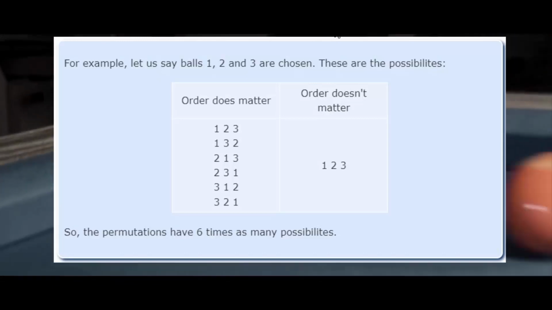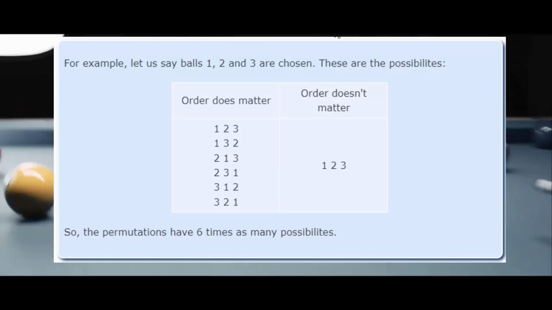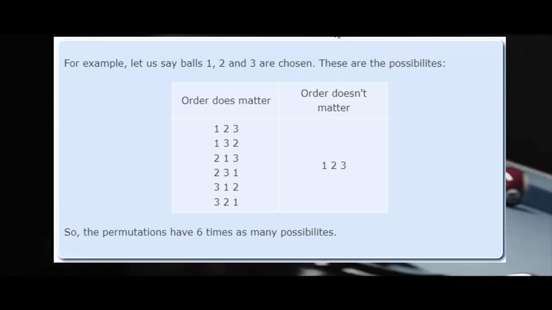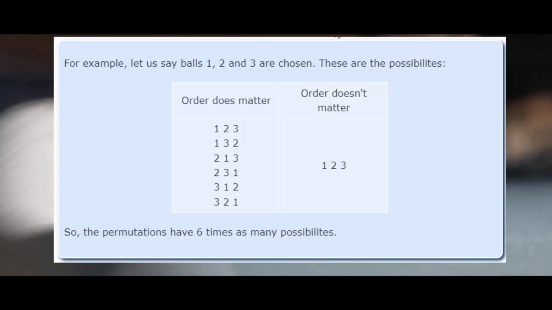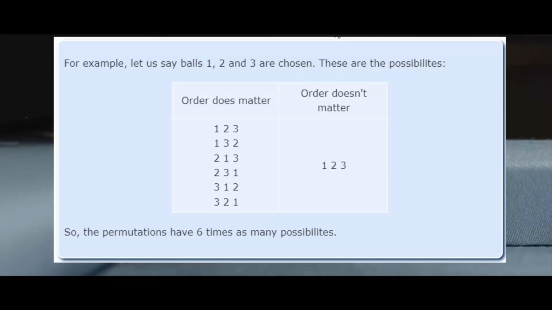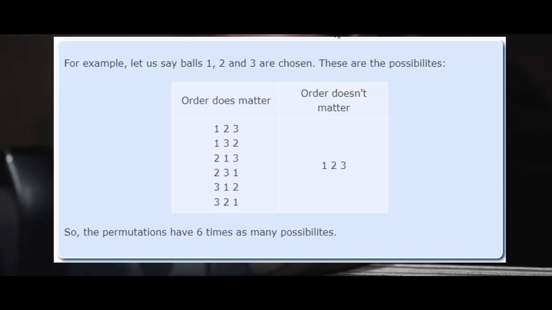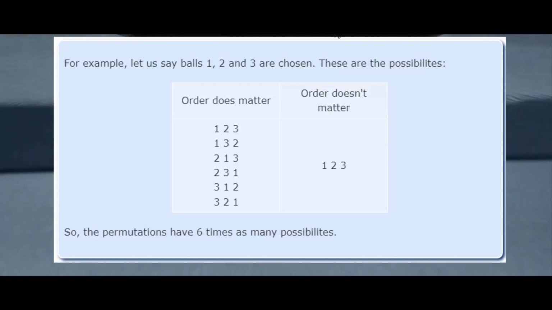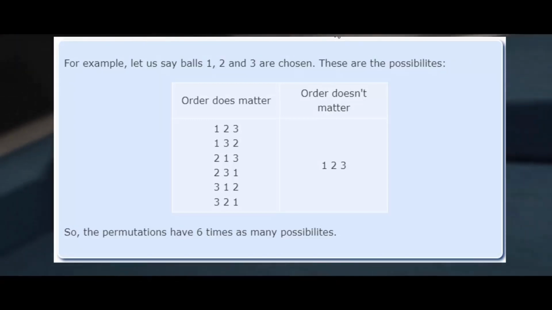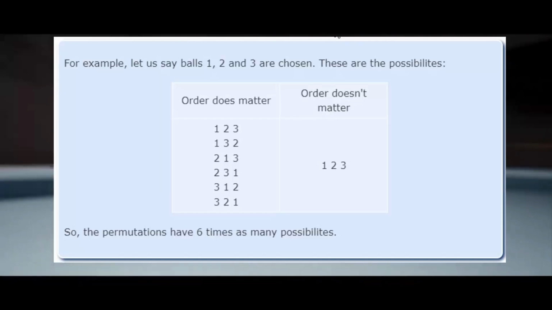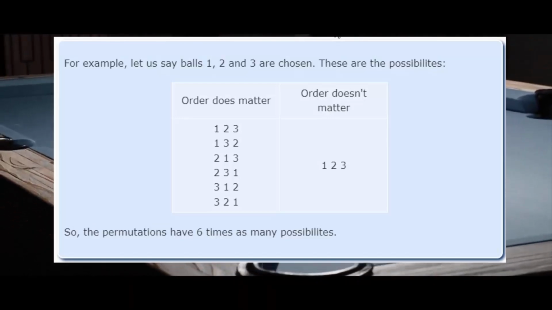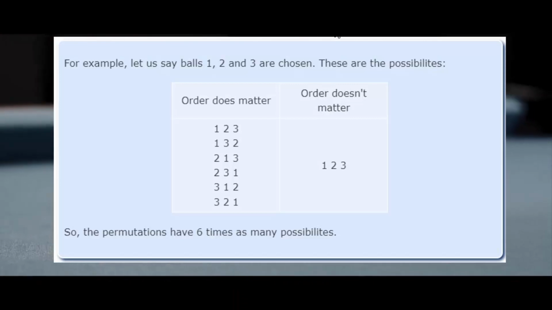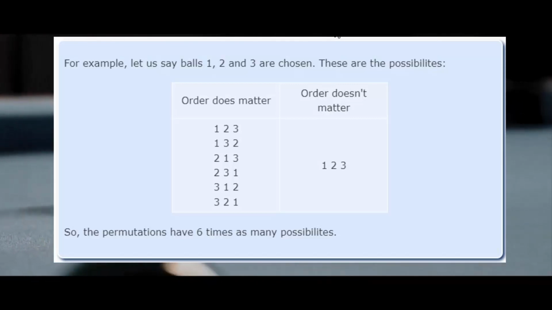If the order doesn't matter, you just have one possibility: 1, 2, and 3. Remember, the order doesn't matter, so it doesn't matter if it's 2, 1, 3, or 3, 2, 1, or anything. As long as there's a 1, a 2, and a 3 in there, it's a combination. So if you take a look at this example, you can see that permutations, in the demo that I gave you, have 6 times as many possibilities as a combination.